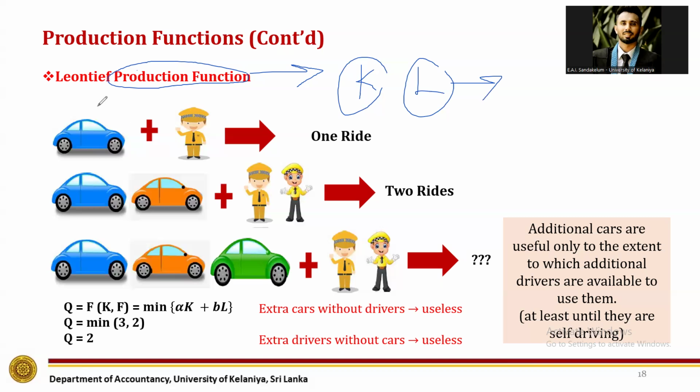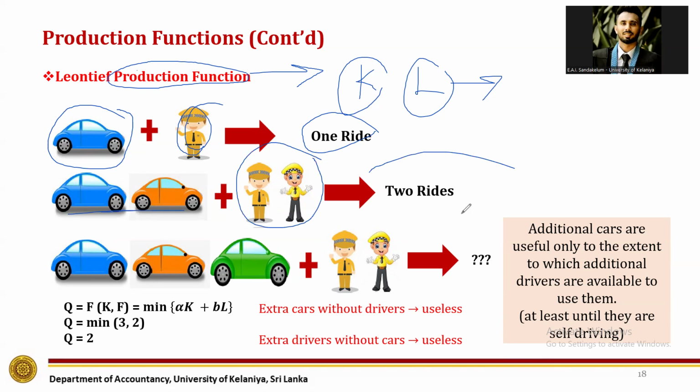As an example, if there is a car, to run the car there should be a driver. With a car and a driver, we can go for one ride. If there are two cars, definitely there need to be two drivers. If not, can we go for two rides? No. The extra car is of no use.